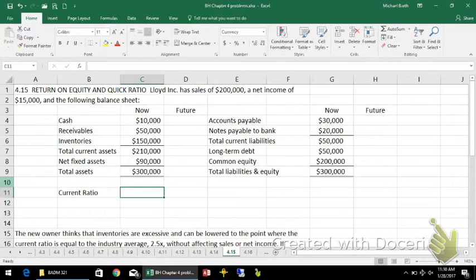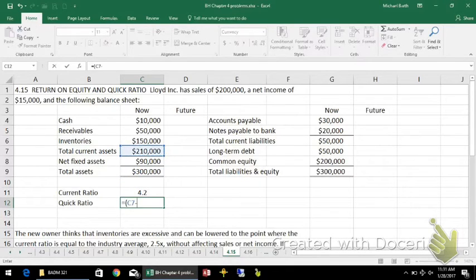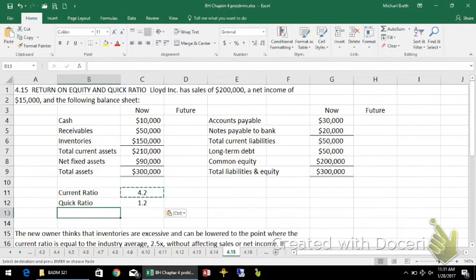The current ratio as it stands today, current assets over current liabilities, is 4.2, and they want to reduce that until it's 2.5. The quick ratio would be current assets minus the inventory divided by current liabilities. And the ROE, they want the change in the ROE.